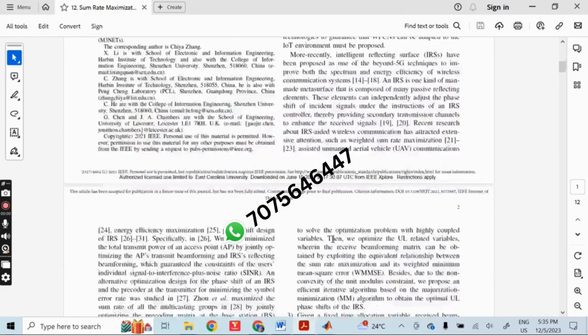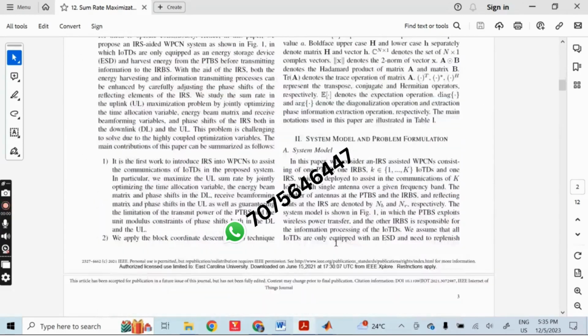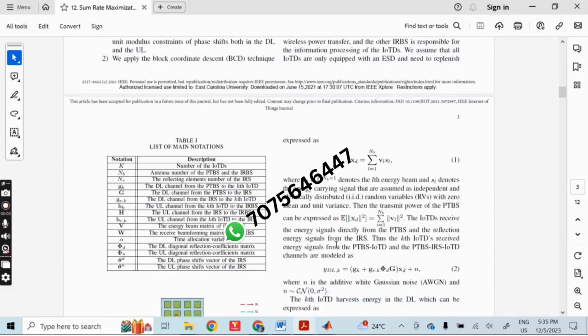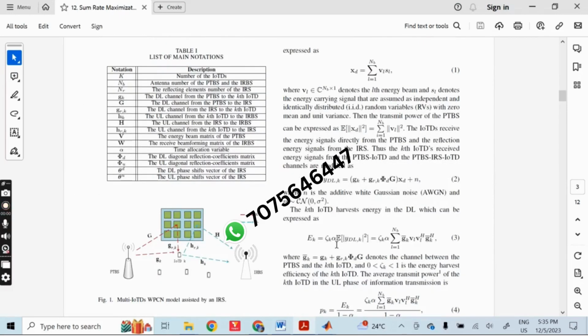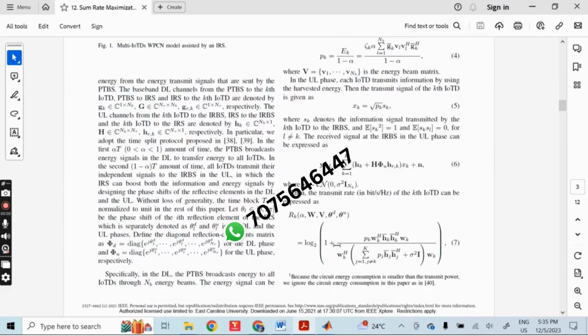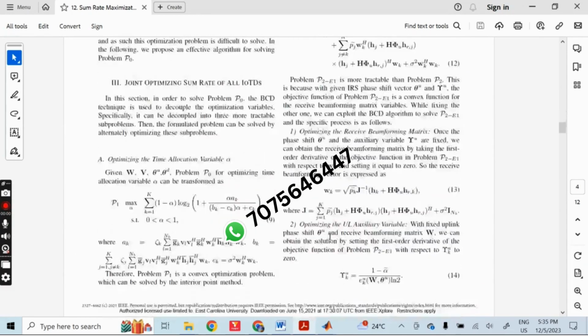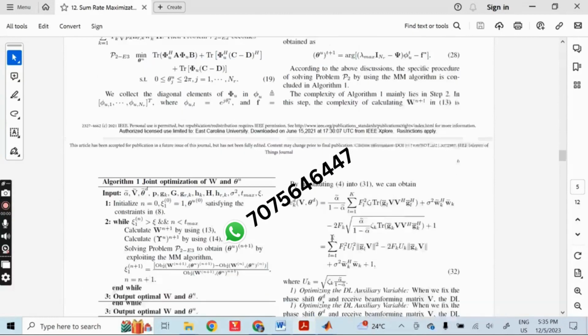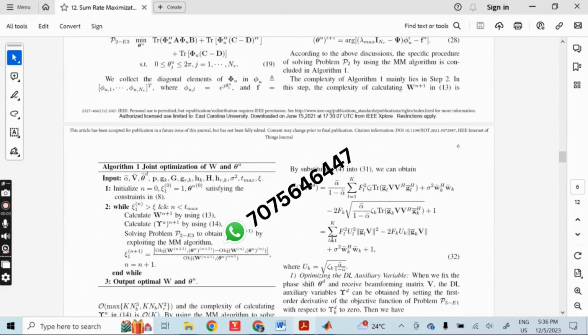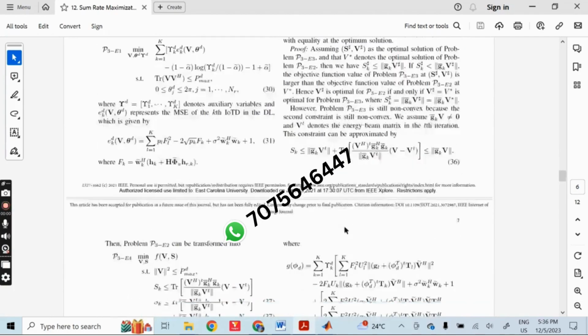This is the introduction part, along with some related work. Roman number 2 is the system analysis. The next step is the algorithm: the input and initialization part, the algorithm steps, the output, and then plotting the output graphs.